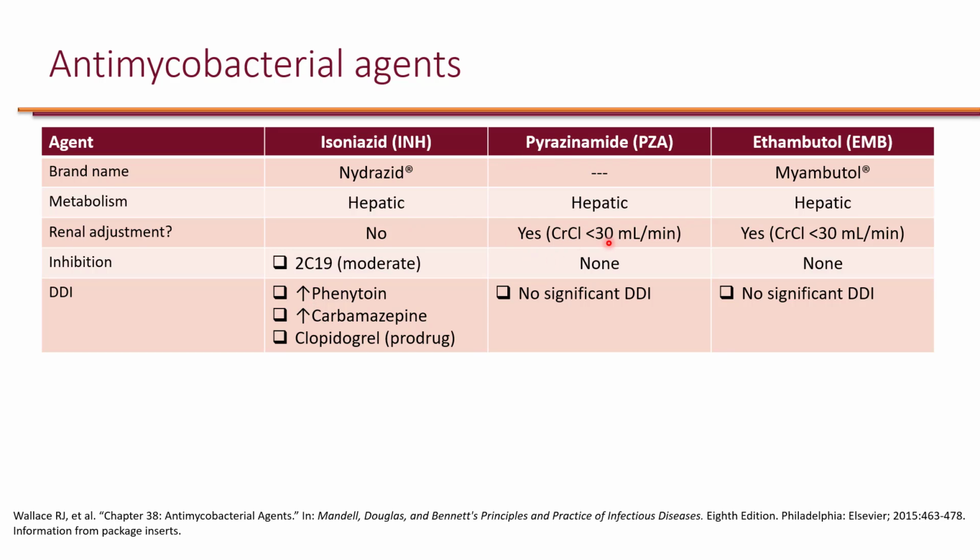Pyrazinamide needs to be renally adjusted with creatinine clearance less than 30. It doesn't induce or inhibit any enzyme, so it doesn't cause any significant drug-drug interactions. The same is true with ethambutol. So it's renally adjusted with creatinine clearance less than 30. It's hepatically metabolized and no induction or inhibition of CYP enzymes, so no significant drug-drug interactions.